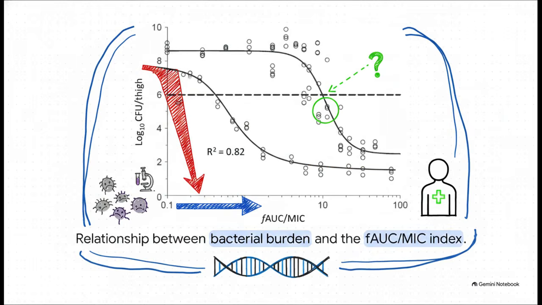In the real world, scientists plot these indices, like the AUC to MIC ratio, directly against the actual survival of bacteria. Look at this curve. As total drug exposure ramps up along the bottom axis, the bacterial burden literally drops off a cliff on the vertical axis. What researchers are looking for here is the magic number on this curve needed to achieve a 1 or 2 log reduction in bacteria. And that's exactly what dictates the doses we use in human trials.